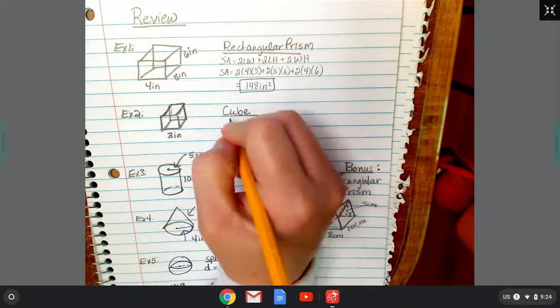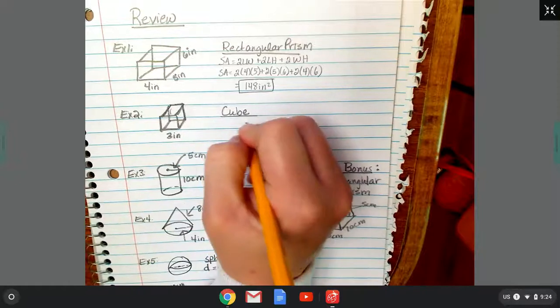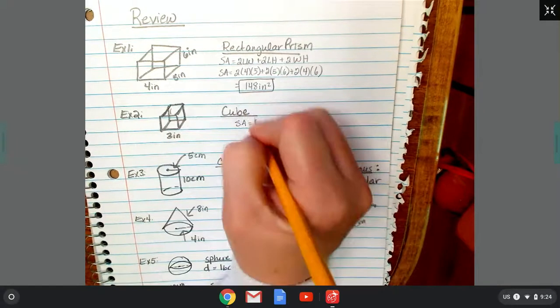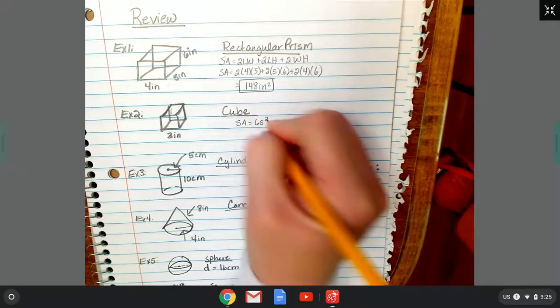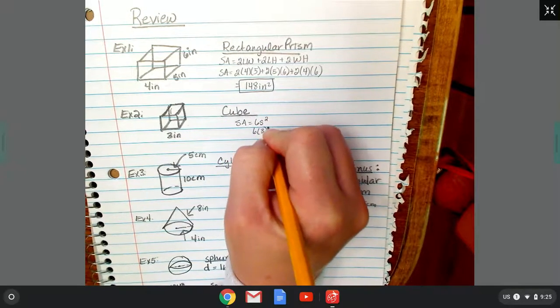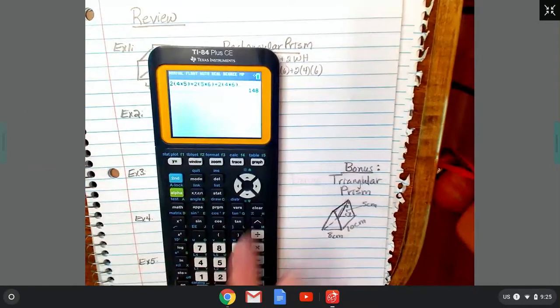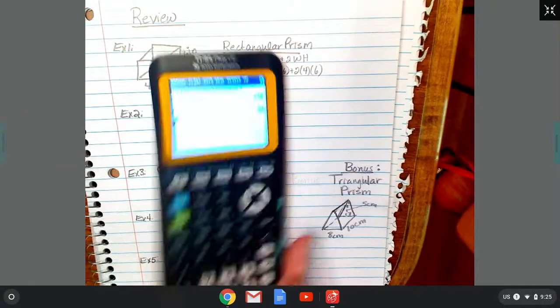Okay, for a cube, all the sides are the same. So surface area is 6 times side squared, because you have 6 equal faces. So 6 times 3 squared is 54.